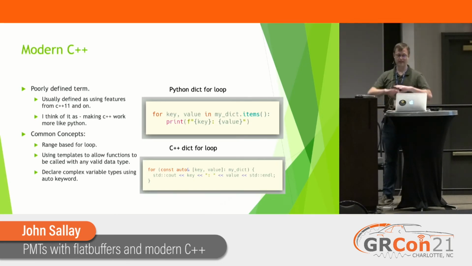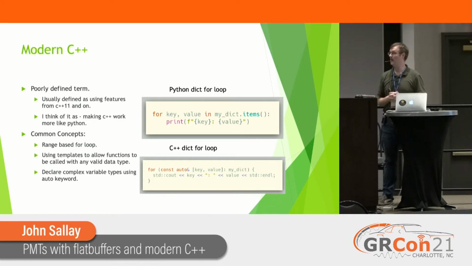Okay, this is the last introduction, kind of definitional slide, and then we'll get into the fun stuff. So we're going to be using modern C++ here. So I Googled, what is modern C++? And there's a lot of terrible definitions for it. What most people say is you're using anything that's been introduced since the C++11 standard. The way I like to think of it is you're trying to make C++ look more like Python. And why wouldn't you want to?